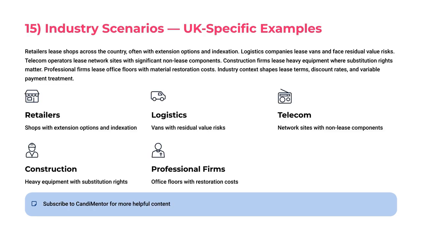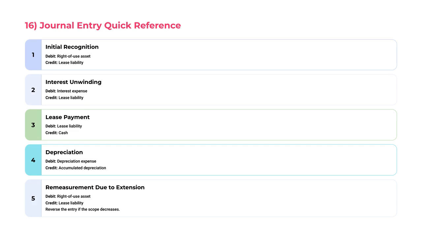Industry scenarios. UK-specific examples. Retailers lease shops across the country, often with extension options and indexation. Logistics companies lease vans and face residual value risks. Telecom operators lease network sites with significant non-lease components. Construction firms lease heavy equipment, where substitution rights matter. Professional firms lease office floors with material restoration costs. Industry context shapes lease terms, discount rates, and variable payment treatment.